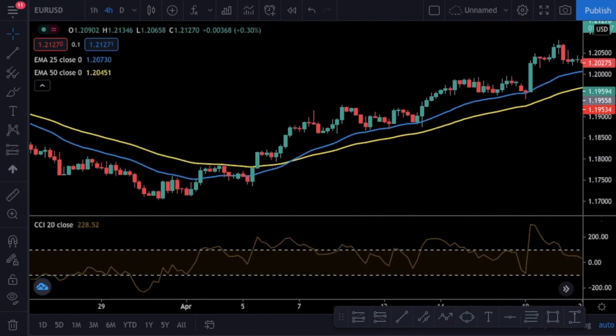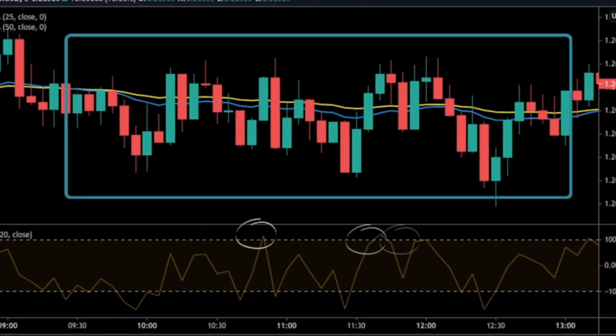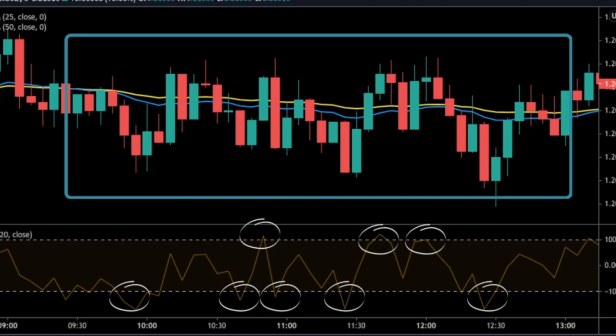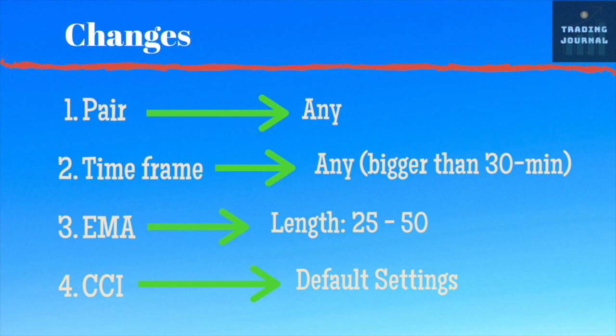I am looking at the 4-hour chart and the euro to dollar chart now. You can use different pairs and different time frames. But this strategy works better with bigger time frames. Because in smaller time frames, there will be lots of signals, and there will be lots of noise. So, I recommend you to stick with a time frame bigger than 30 minutes. You can see every change we have made on the chart. Feel free to pause the video, and take a screenshot if you want.